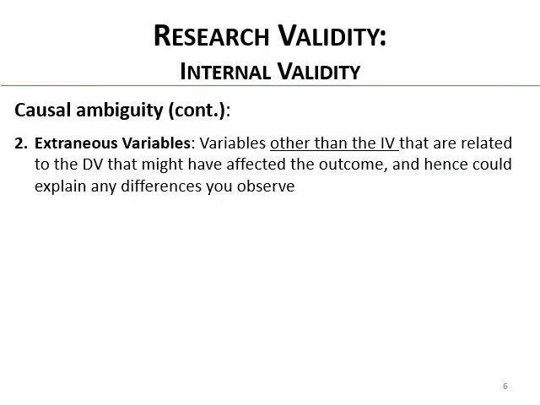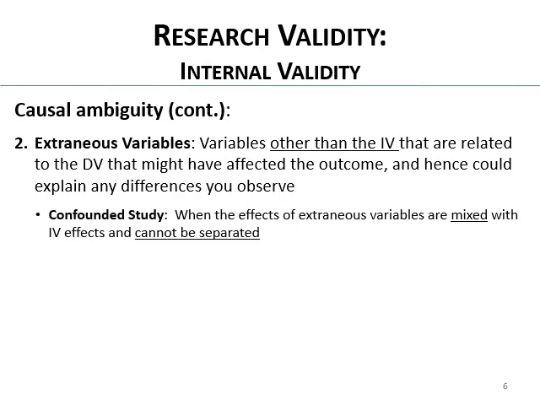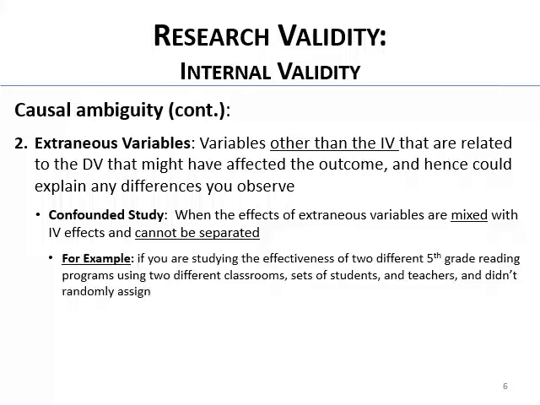So then there's extraneous variables. So these are all the other variables other than your independent variable that are related to the dependent variable, and they might have affected the outcome and hence could explain the differences that you see. And when you have such variables in a study, we call it a confounded study. That is, when the effects of extraneous variables are mixed with effects of the independent variable and cannot be separated, that's what we call a confounded study.